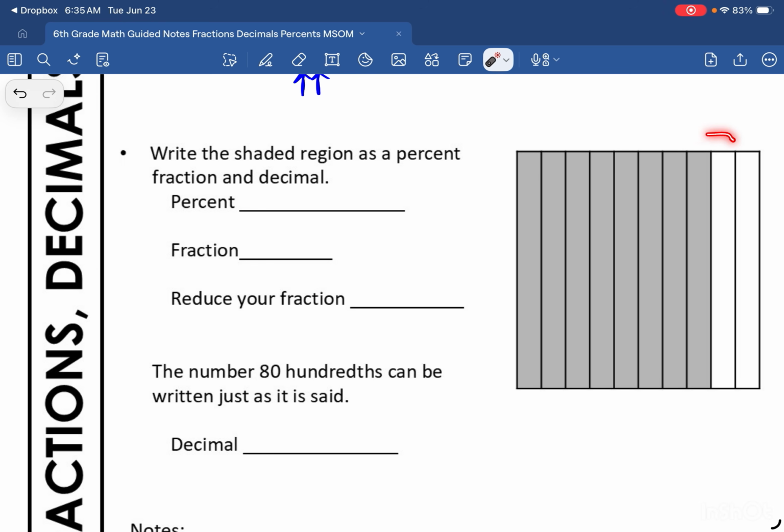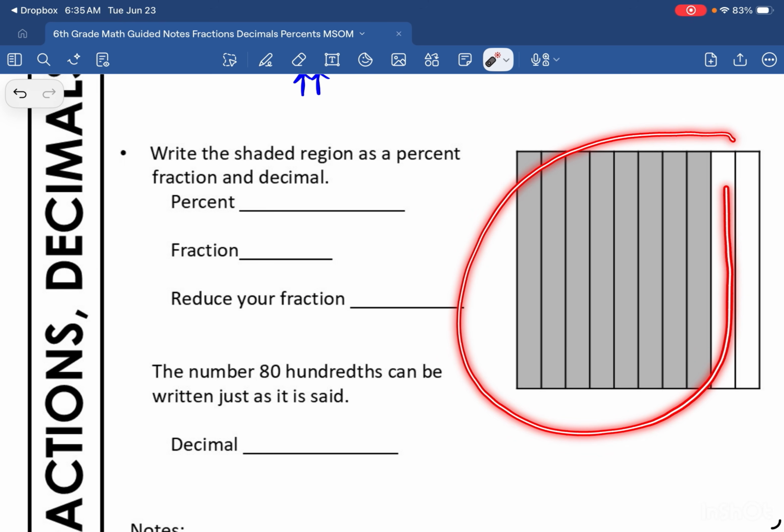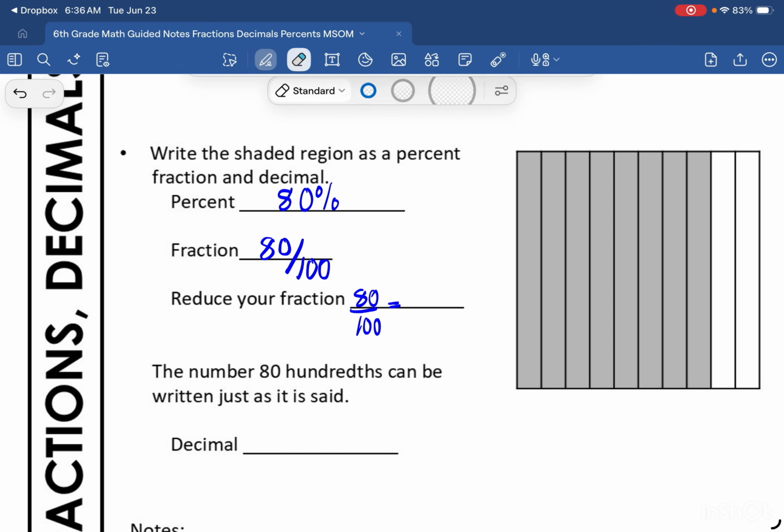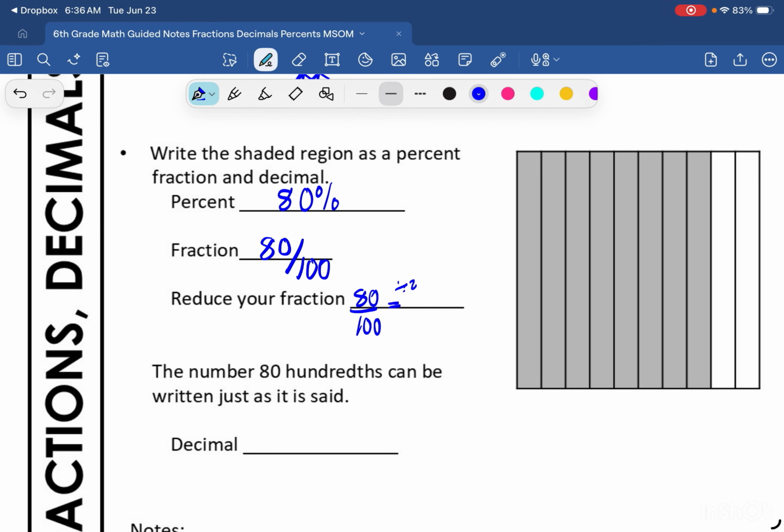Write the shaded region as a percent, fraction, and decimal. So there are 10 sections, so each section must be 10%. So the shaded region would be 80%. As a fraction, that's going to be 80 out of 100. To reduce a fraction, I can divide the numerator and the denominator by 20. So 80 over 100 will reduce to 4/5.